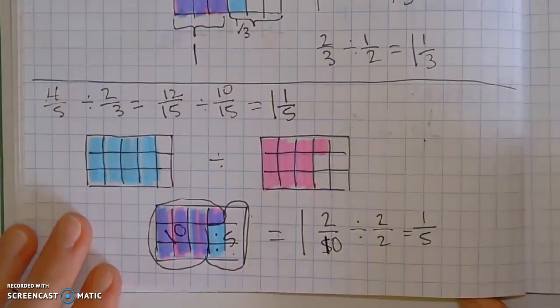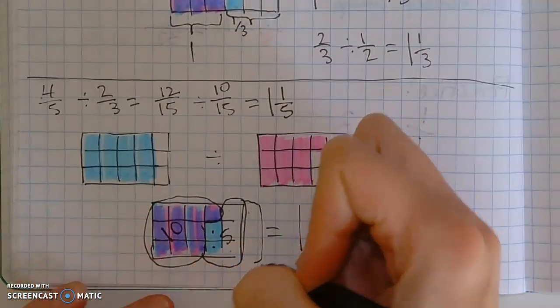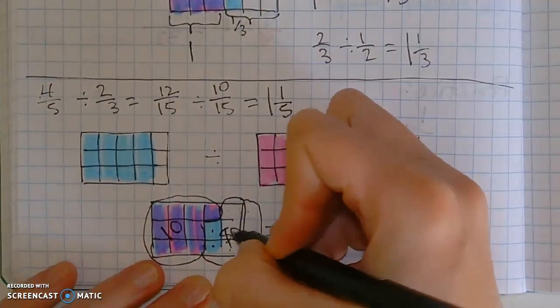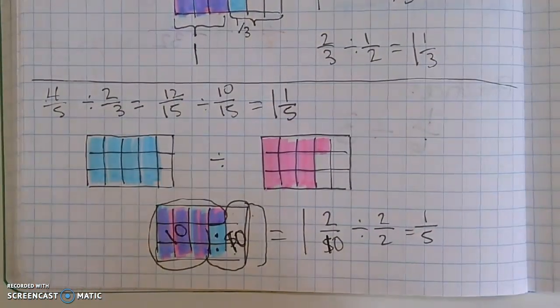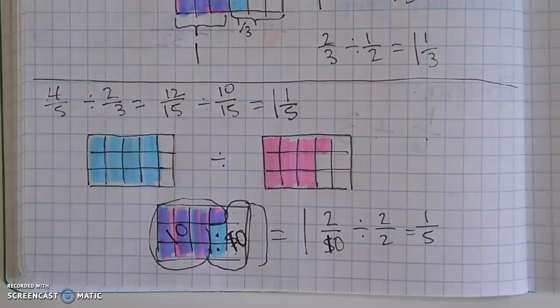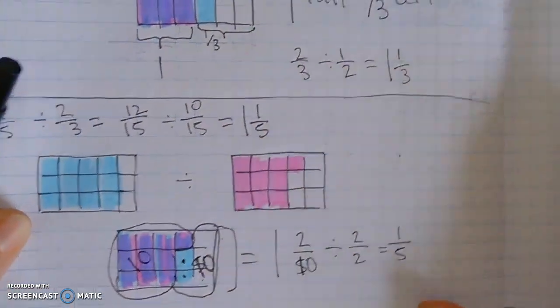Okay, I messed up here. This should have been out of another full 10. Out of a full 10, that was 2 blue squares. So sorry if I confused you there. All right, so that's how to do fraction by fraction.